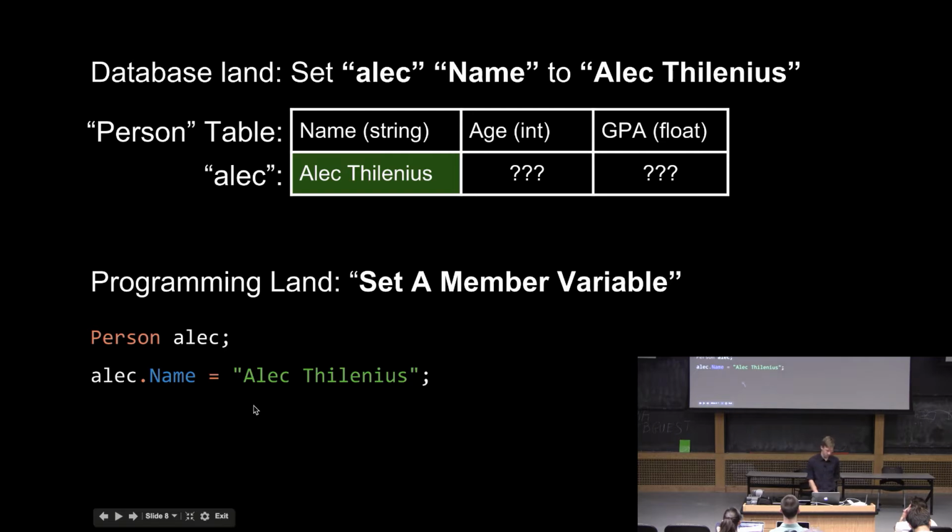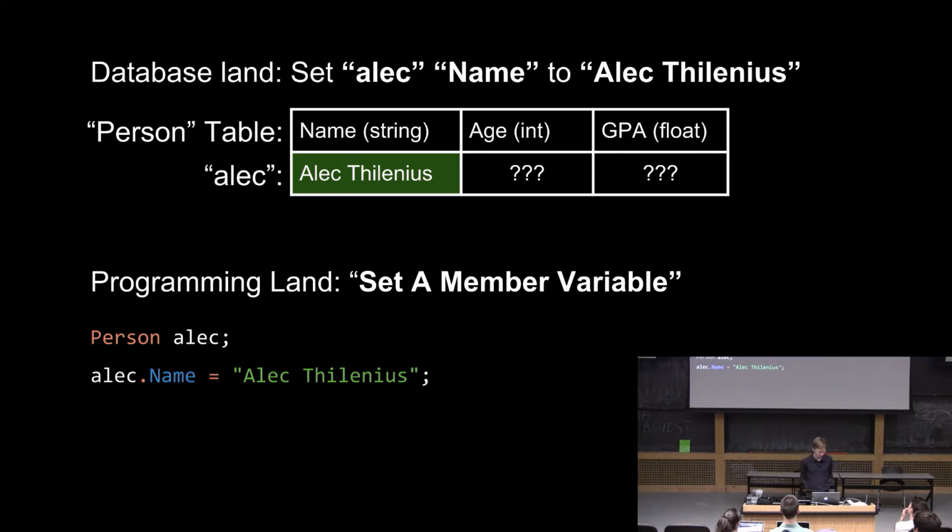Likewise, in programming, you've got a struct, an instance of a struct, called Alec. It's an instance of the struct type person, and then you use the dot notation to get at a member of it. And remember, if this isn't making sense, vote on clickers. Or if we're going too slow, vote on clickers.